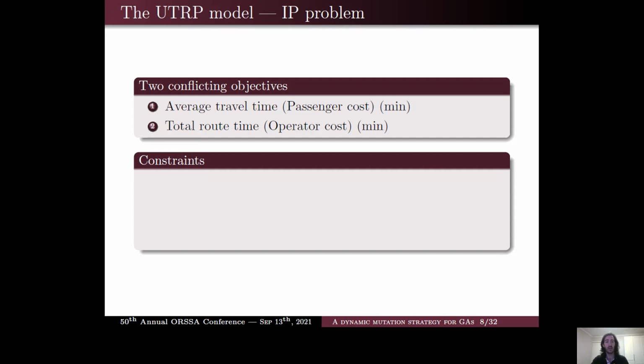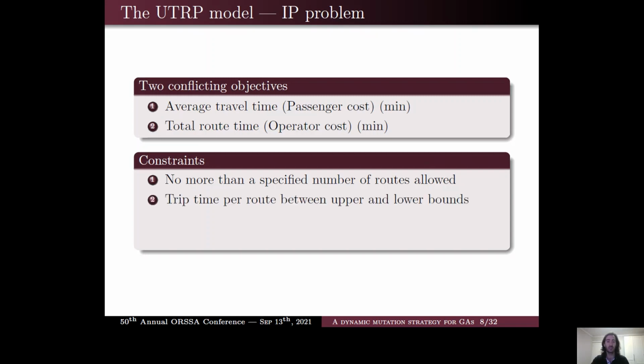In terms of constraints imposed on this problem, it is required that no more than a specified number of routes be allowed. Also, the trip time per route should be between an upper and a lower bound. It is required that the bus route network be connected, so passengers will be able to get from their origins to all their destinations using the transit route network. And also no cycles or backtracks are allowed in any of the routes.